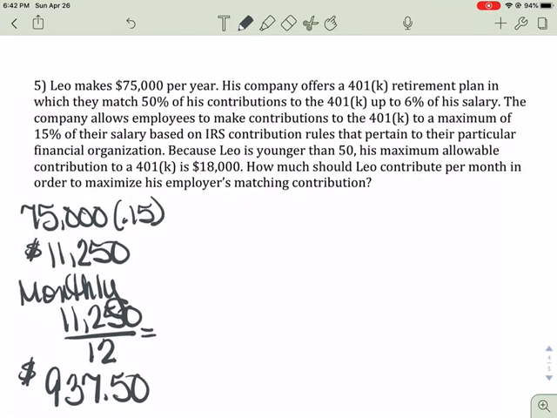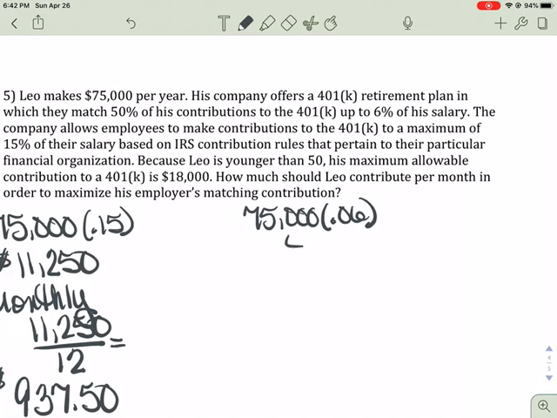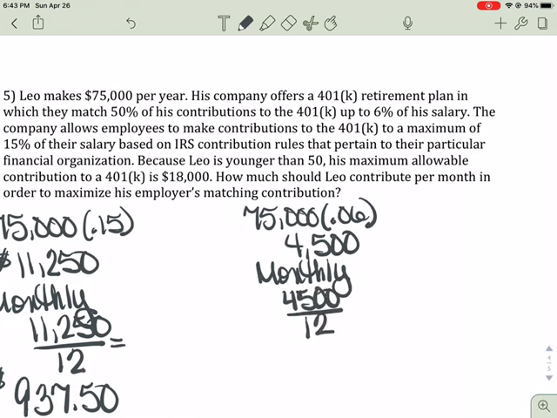So according to this, he can contribute 6% of his salary. So let's find that. So 75,000 times 0.06. So that's 4,500. Okay, and then we're going to divide that by 12 for his monthly contributions. Okay, so we're going to get $375. Okay, so that's how much he's going to contribute.